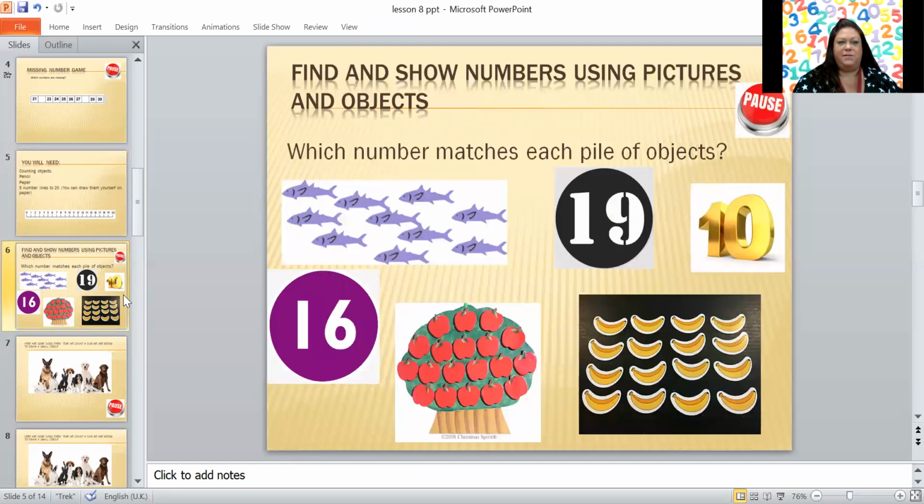Hello, welcome back. So have you got your number lines? Put them to one side for a moment. So today we're thinking about finding and showing numbers using pictures and objects. So we've got a bit of a matching game to start with.